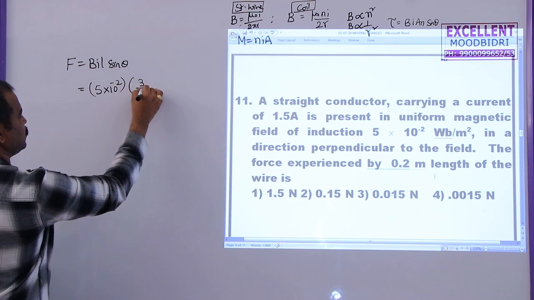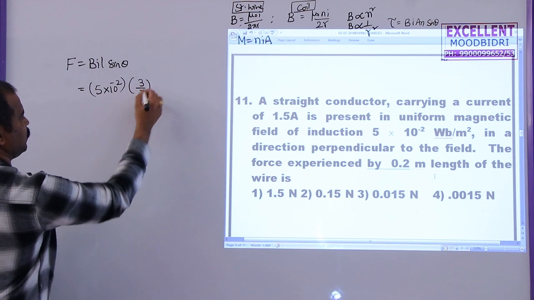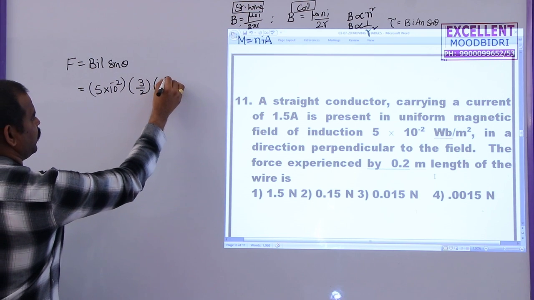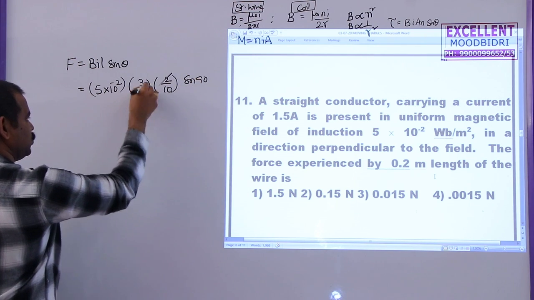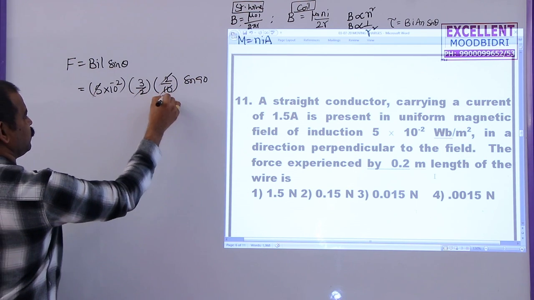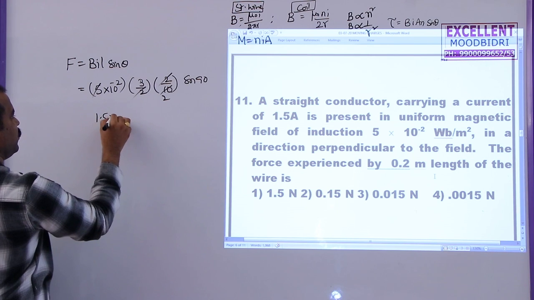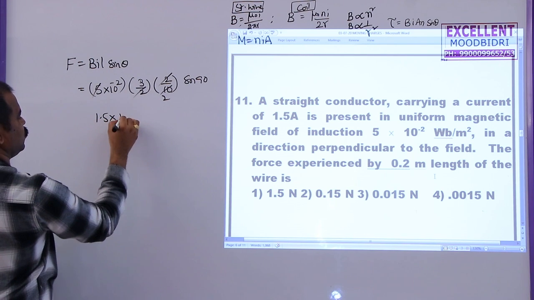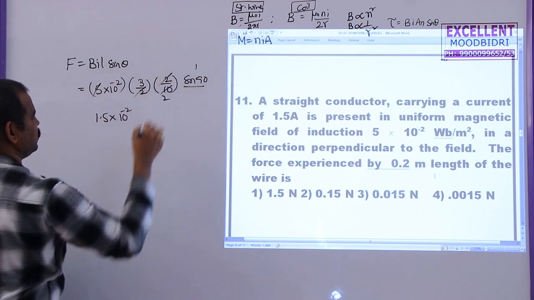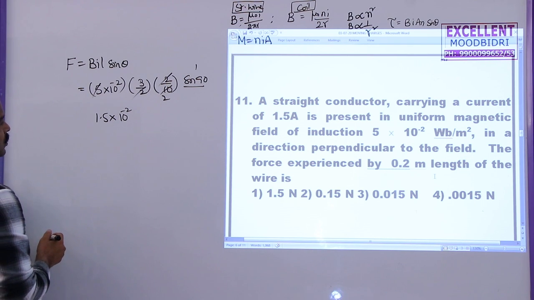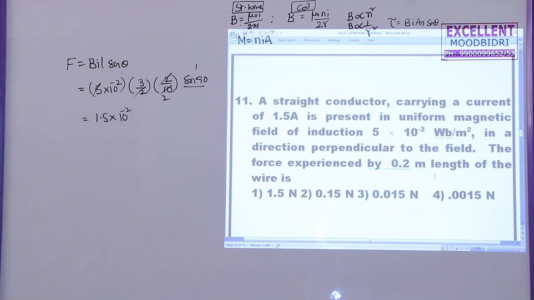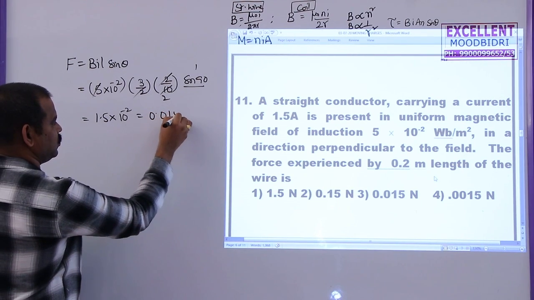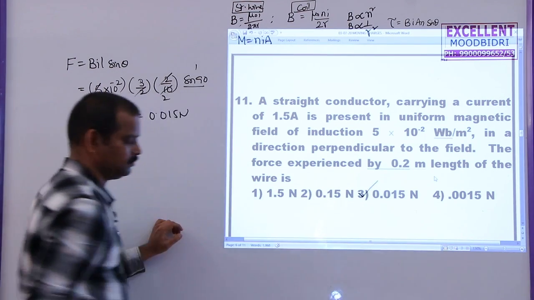The amount of current is 3 by 2, 1.5, I am writing as 3 by 2. Length of the wire is 0.2, that I am writing as 2 by 10, and sin 90. This 2 and 2 get cancelled, 5 ones are 5, 5 twos are 10. So 3 by 2 is 1.5 into 10 power minus 2, sin 90 is 1. So the answer is 0.015. Option 3 is correct.